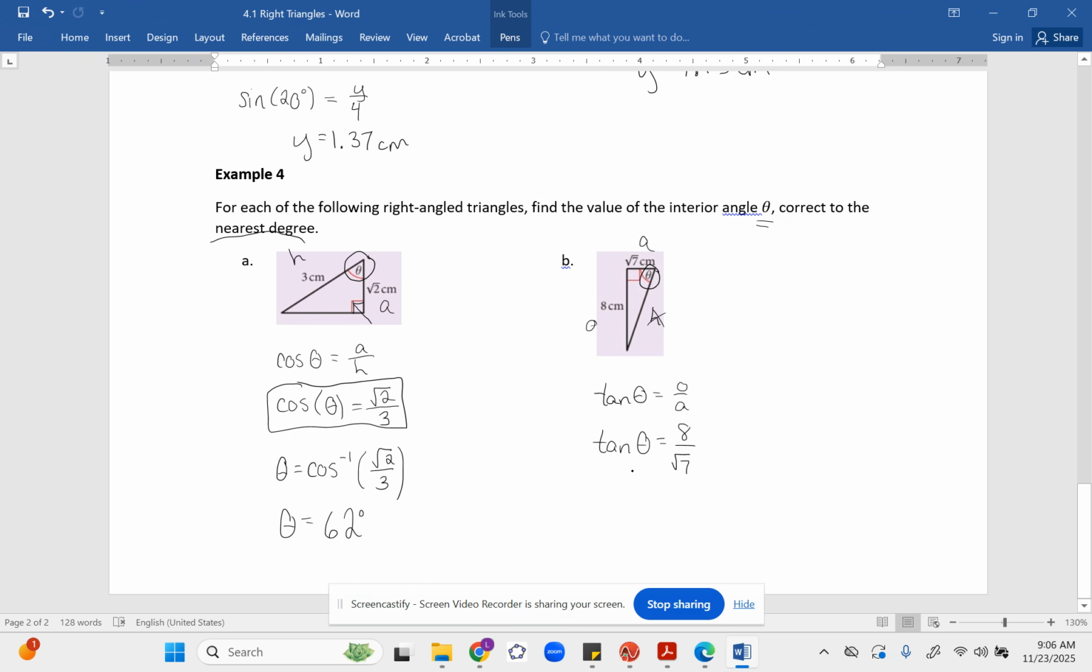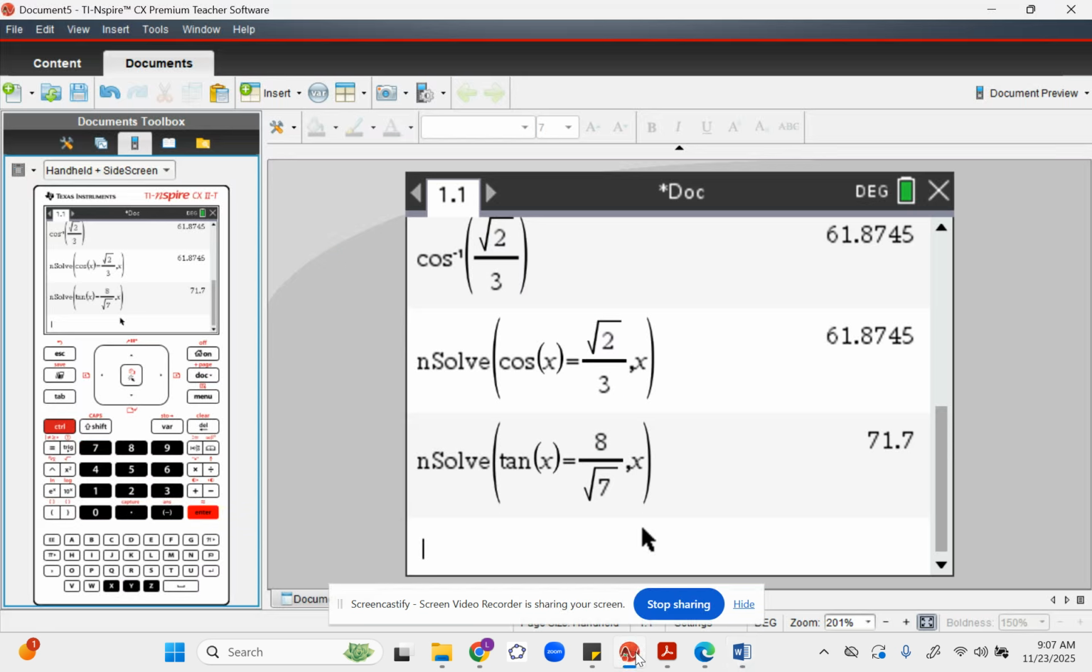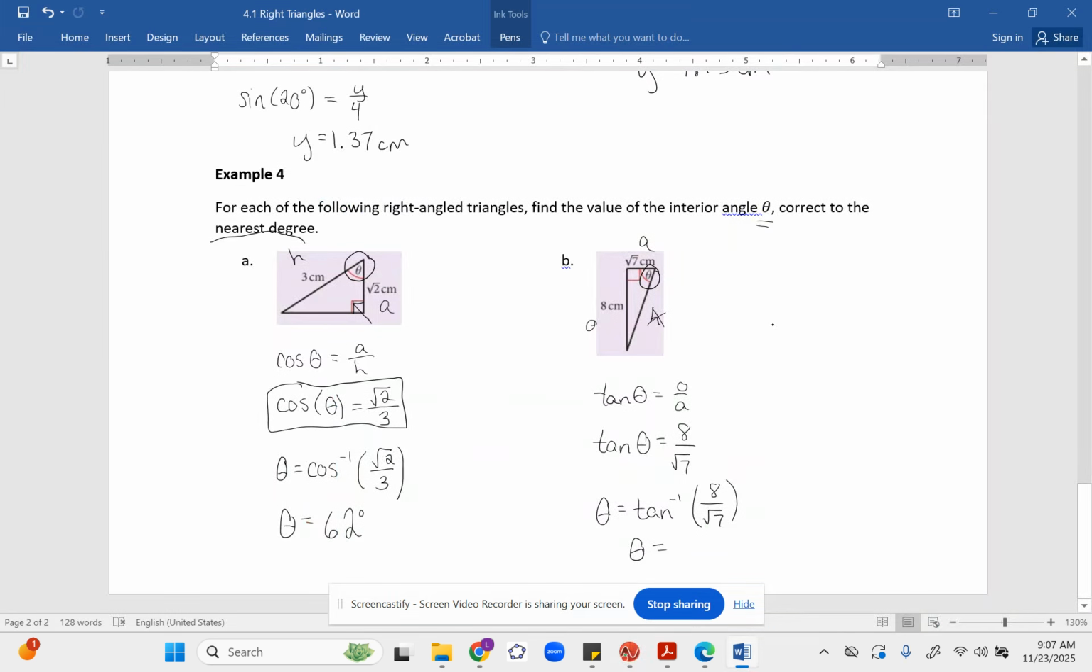But the other way that you've learned in the past to solve this is that you could also say theta is inverse tangent of 8 over root 7 in the calculator. And you can find inverse tangent as tan -1 is what we call it. Either way, you could also nSolve it, which will work, at least for right triangles, and that's 71.7 degrees. Oh wait, it wanted the nearest degree, so we have 72 degrees. And that is it. Thank you.